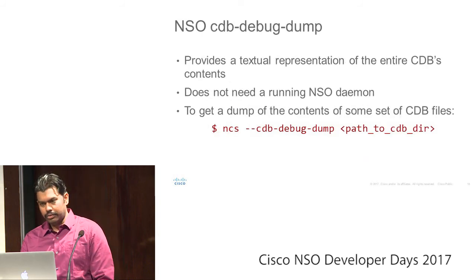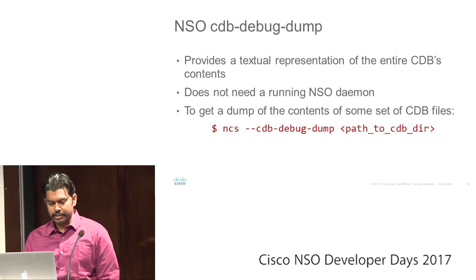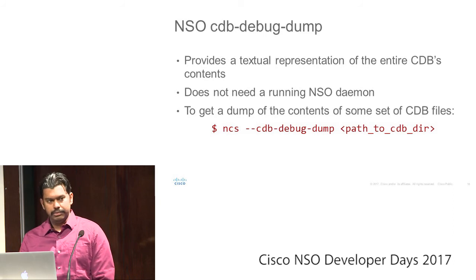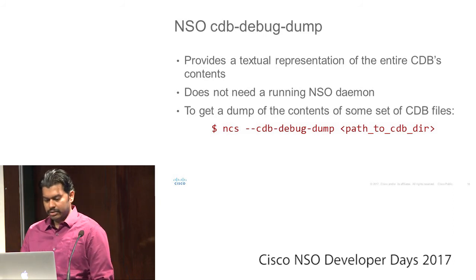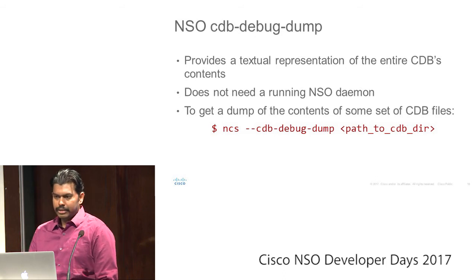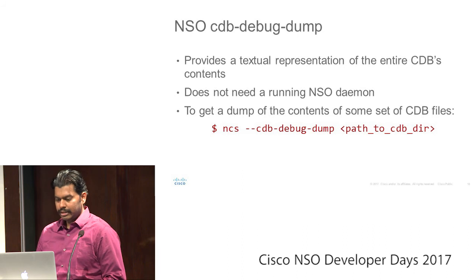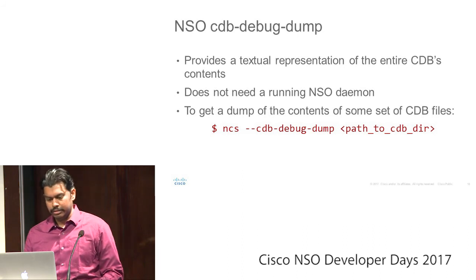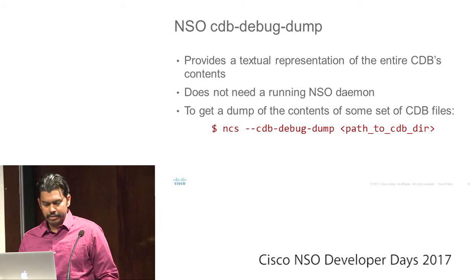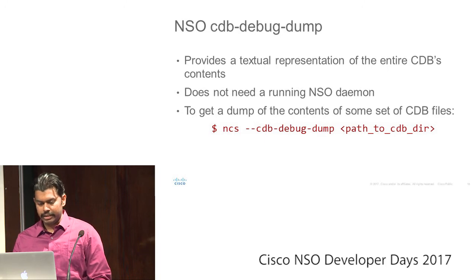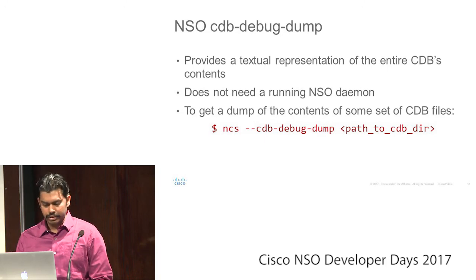And this is another tool which you can use to see what is the actual contents of the CDB. And you don't have to have NSO running for this. You just need the CDB files. This is also helpful for looking whether you have some particular config you're interested in the CDB or not. Like if you have a CDB backup from some time ago, for example, and you need to look at what's actually in the CDB, instead of loading that and starting NSO with it and looking at it, you can just do ncs --cdb-debug-dump and the path.